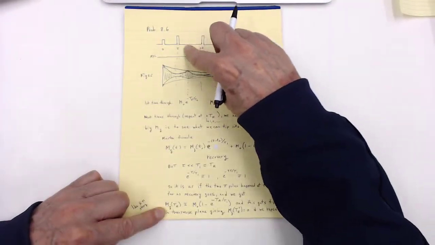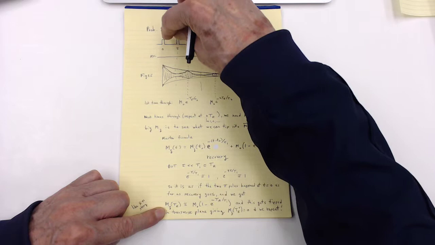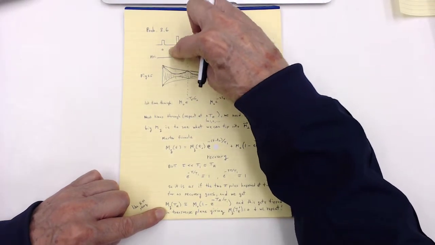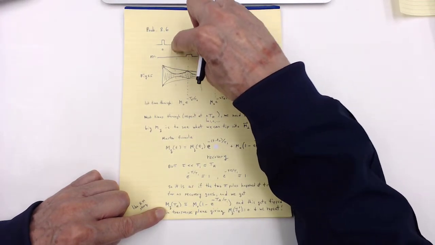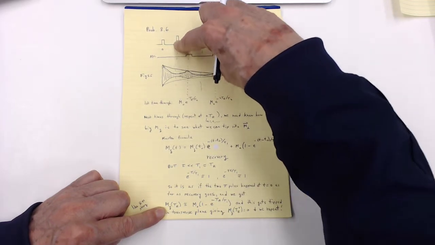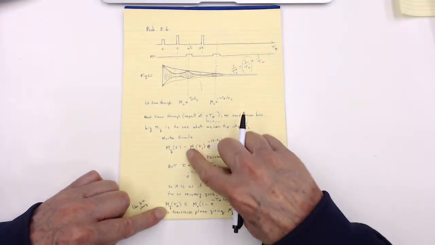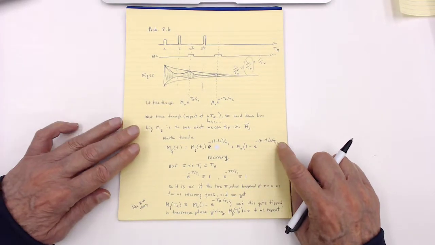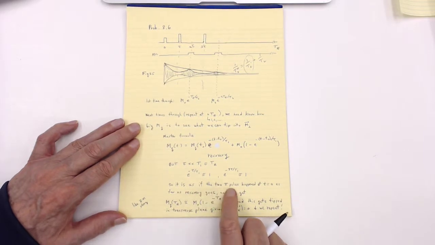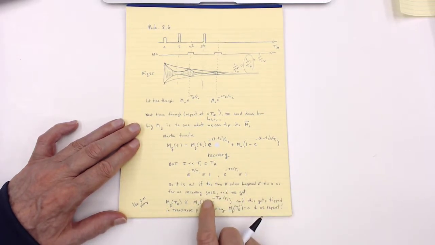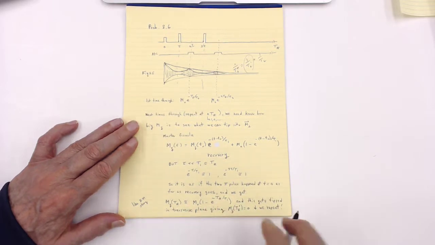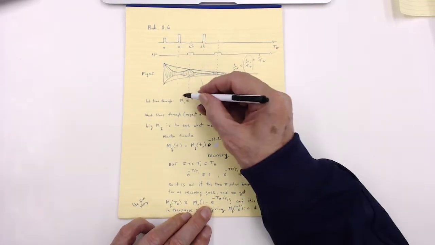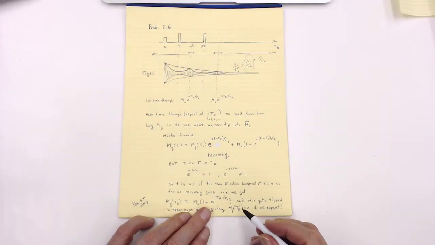This junk that happened at the beginning happened so soon that Mz stayed 0 throughout all of this. It started practically at 0 and then recovered. See, it's practically 0, and then it just recovers according to that. So to repeat, it is as if the 2 pi pulses happened at t equals 0 as far as recovery goes. And we get just Mz of TR is M0 times 1 minus e to the minus TR over T1. And you'll just replace these guys by that, and that's your signal.